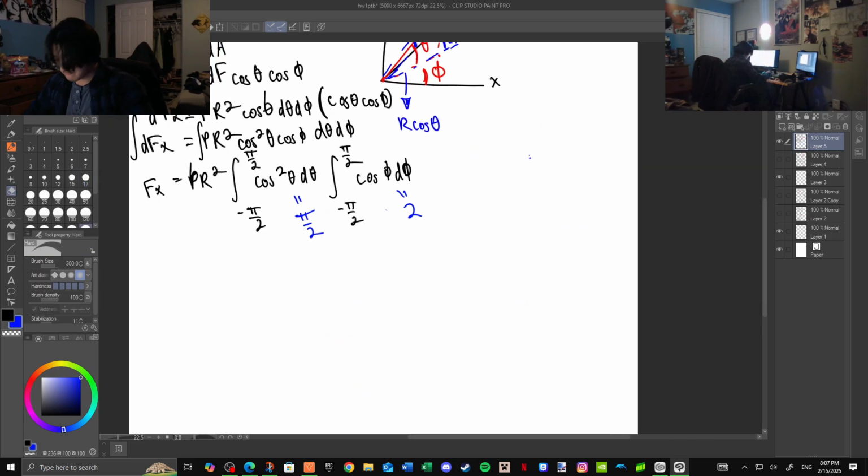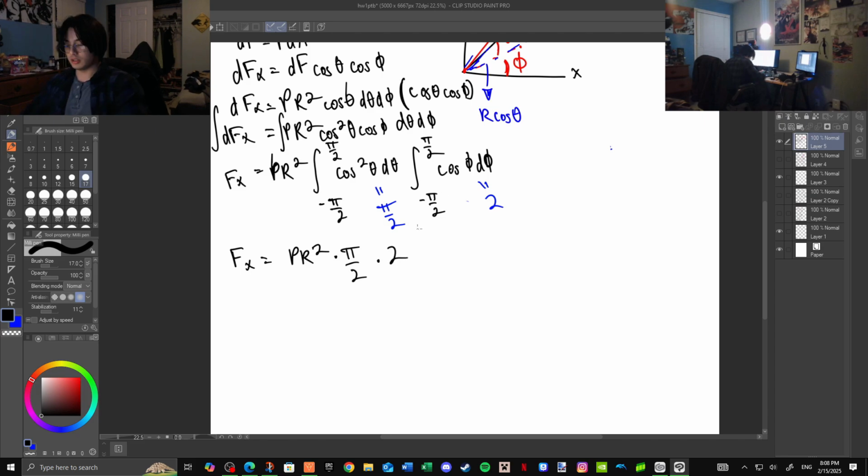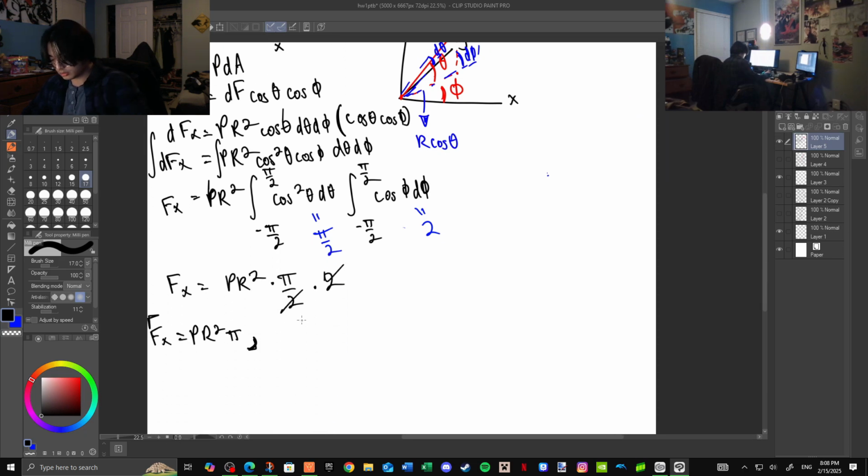Okay, now we can rewrite this equation using this new information. F of x will be equal to pr squared times pi over 2 times 2. And so now we can cancel out these 2's, and we're left with pr squared times pi. And this is f of x, all the forces in the x direction. So now we can set this equal to the equation we found earlier.